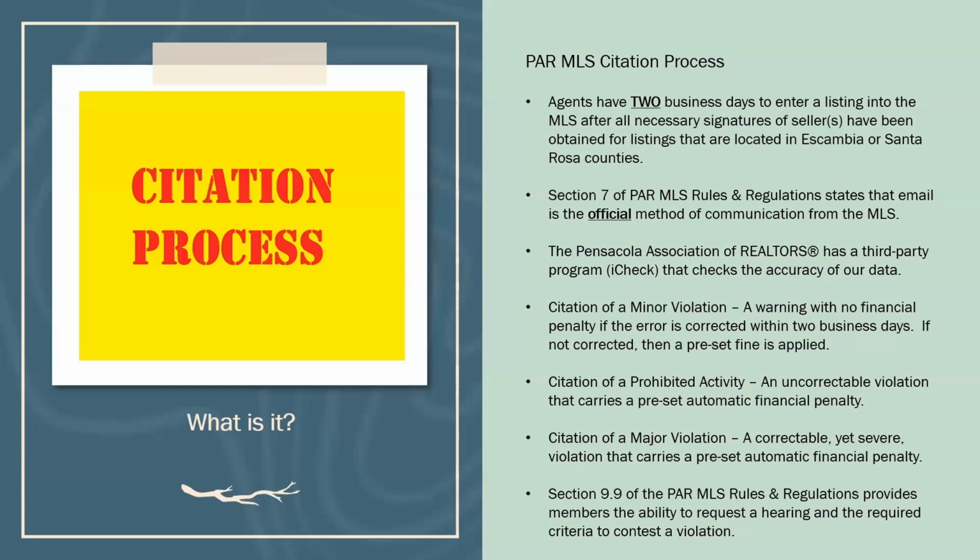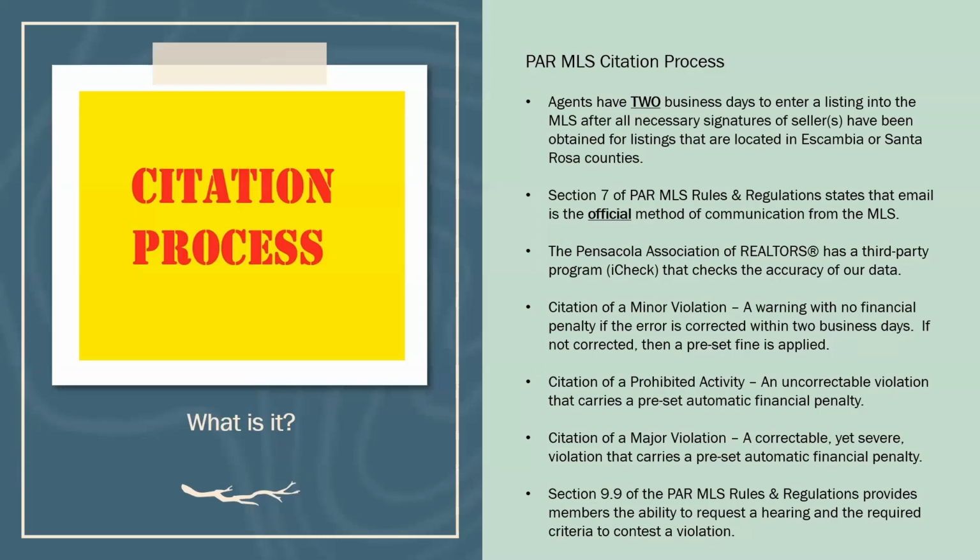Our first citation level is citation of a minor violation. Usually with these, you get a warning first with no financial penalties. You get 2 days to correct it, and then if it's corrected, you're fine. If it's not corrected, then we go into the fine process of the finances. The majority of our fines are minor violations, and once they're reported, they're corrected within an hour. These are things that are not intended and not malicious or anything like that. They are honest human mistakes, and they're corrected pretty quickly.